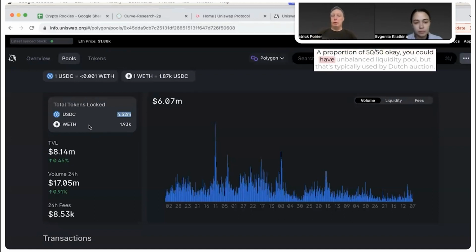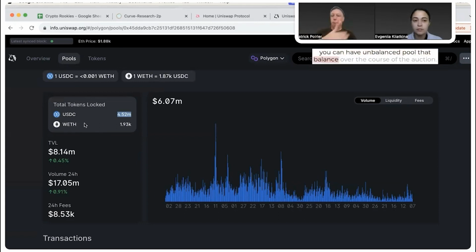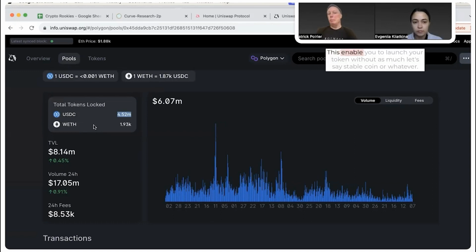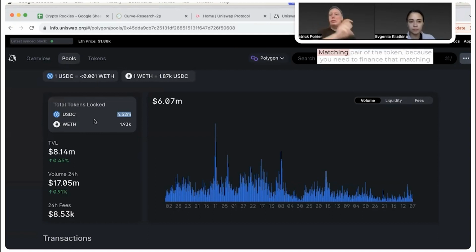You could have an unbalanced liquidity pool, but that's typically used by a Dutch auction on Balancer, for example, when you're trying to launch your token at first and you don't know what a fair value is. Then you can have an unbalanced pool that balances over the course of the auction. This enables you to launch your token without as much stablecoin or whatever matching pair you need to finance when you create a liquidity pool at first. So if you don't have the money, a Dutch auction with an unbalanced pool is one way to reduce how much money you have to put in. But I think Uniswap specifically is always 50-50.